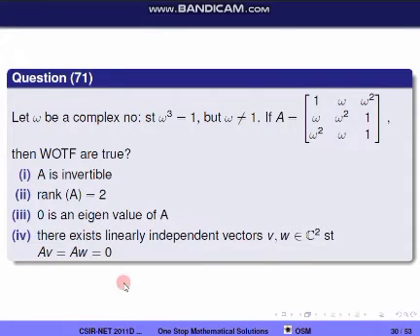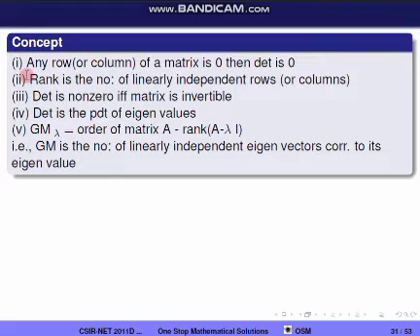So first of all, we look into the concepts used. If any row or a column of a matrix is 0, then determinant will be 0. Rank is the number of linearly independent rows or number of linearly independent columns. Determinant is non-zero if and only if the matrix is invertible. Determinant is the product of eigenvalues. Geometric multiplicity of an eigenvalue lambda is equal to order of the matrix A minus rank of A minus lambda I. That is, geometric multiplicity is the number of linearly independent eigenvectors corresponding to its eigenvalue.